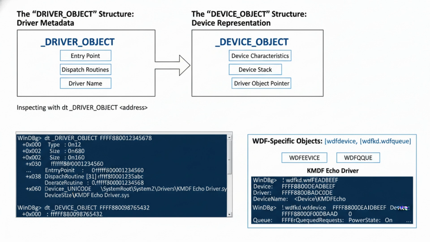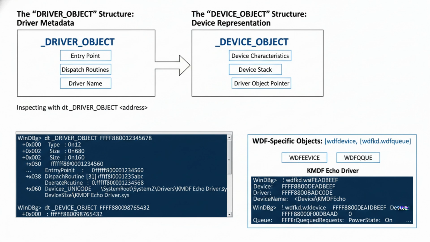Similarly, each physical or logical device managed by our driver is represented by a _DEVICE_OBJECT structure. This object holds details about the device's characteristics, its attachment to the device stack, and a pointer back to its controlling driver object. For KMDF drivers specifically, the WDF Windows Driver Framework objects provide a higher level abstraction.